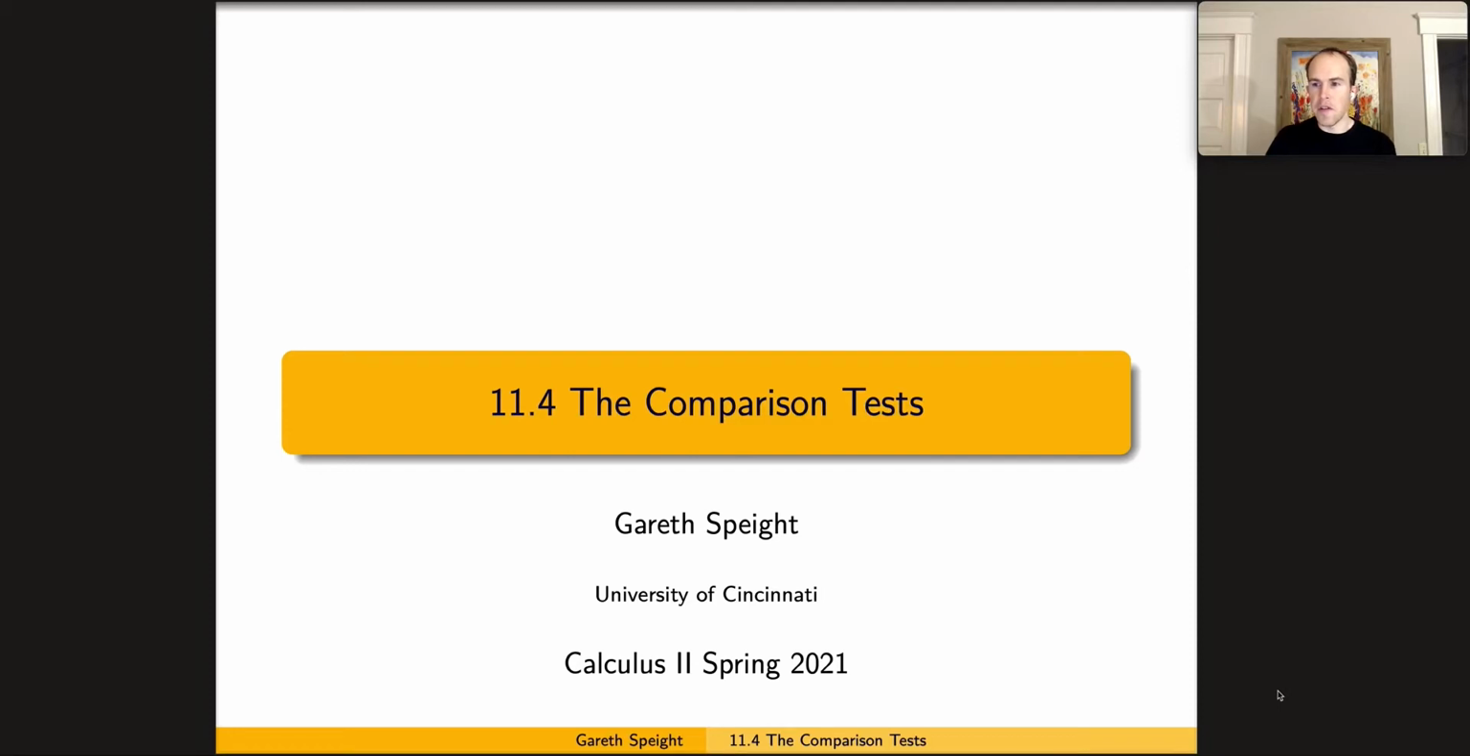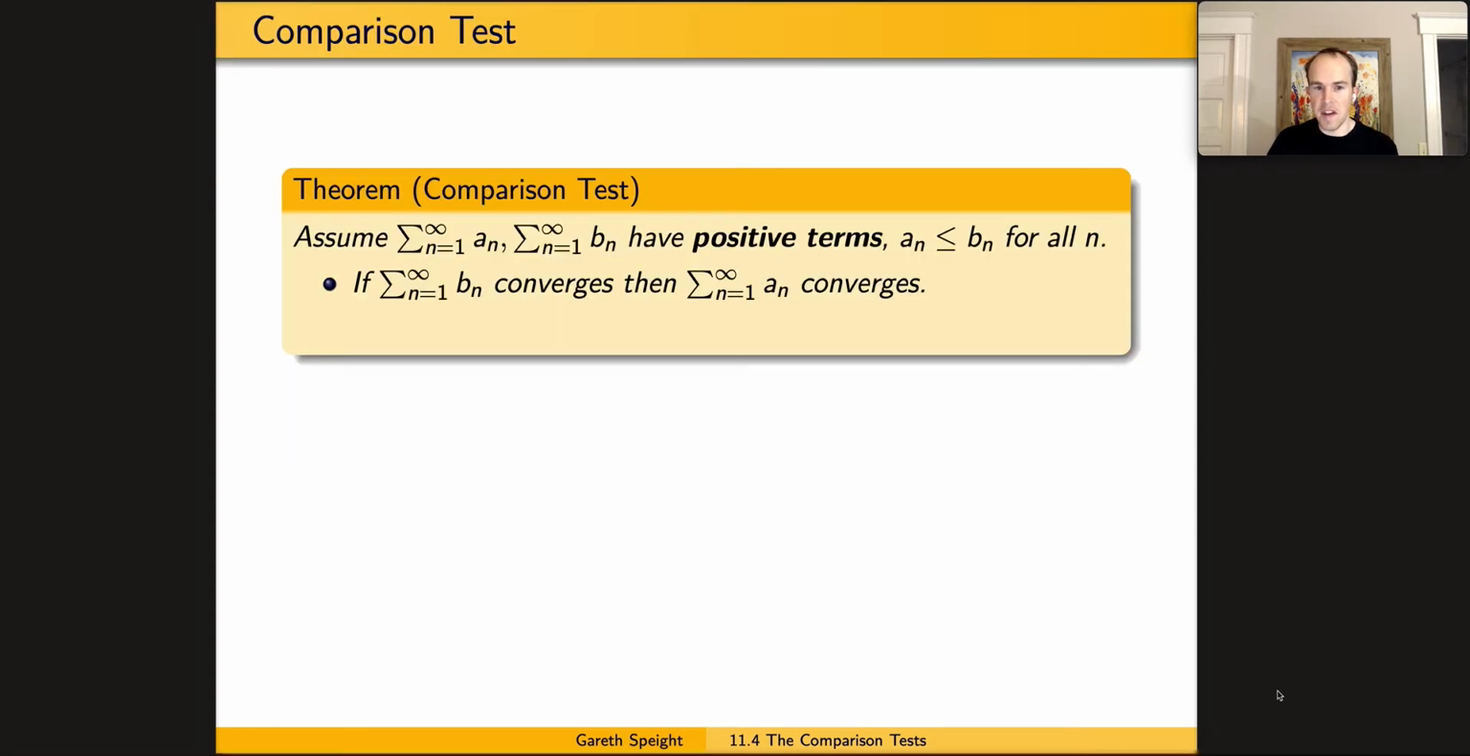Hello everybody, welcome to this video looking at the comparison test for convergence and divergence of series. So here the idea is that we're first given a series, and we want to decide whether it converges or diverges. Then the idea is that we're going to compare it to something we already know and try to conclude, based on that, what happens. So let's see how it works.